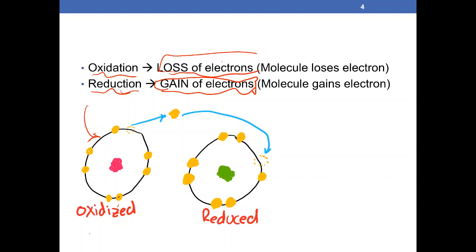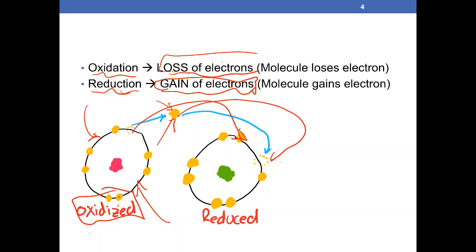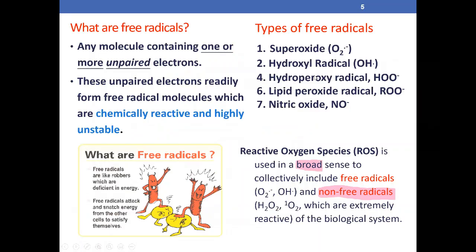Let's take an example down here real quick. If we have this molecule over here, and this electron moves from this molecule to this molecule, the first is said to be oxidized because it lost this electron. Because this electron went to this molecule, this is called reduction. So this molecule got reduced. It gained an electron. Honestly, that's it for that.